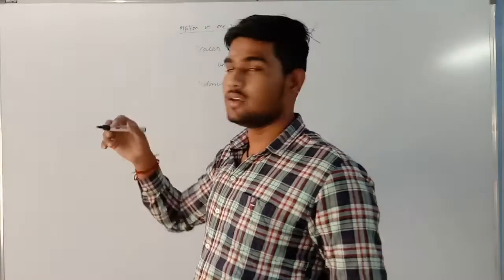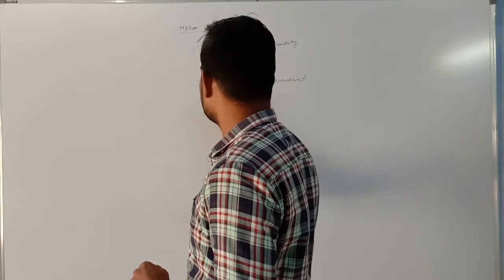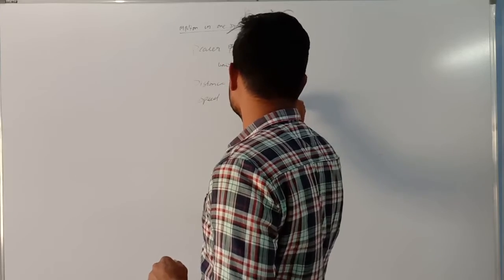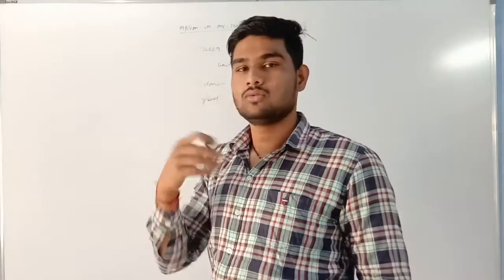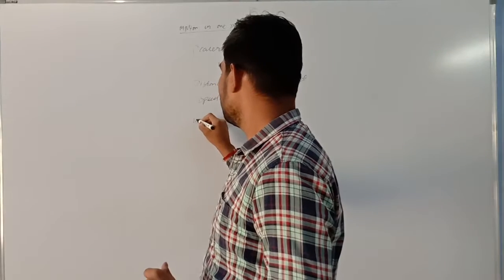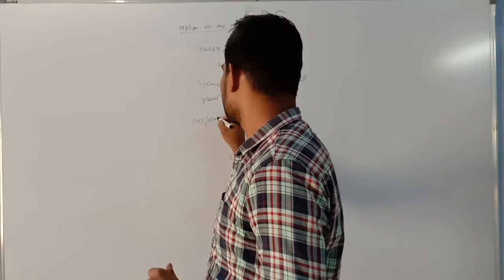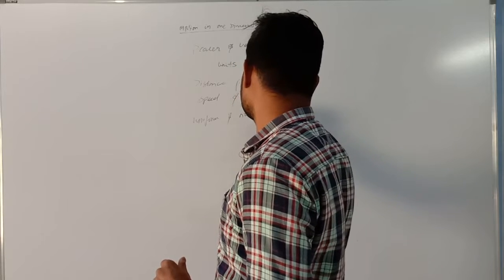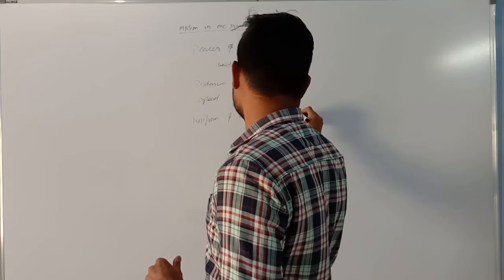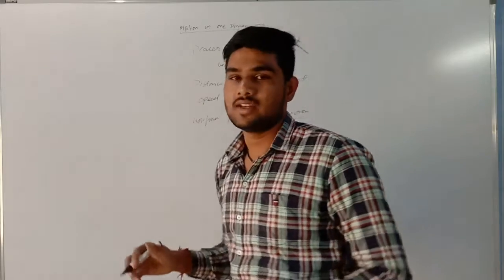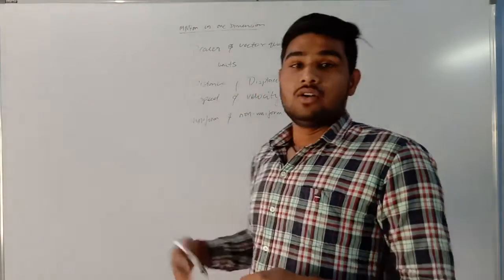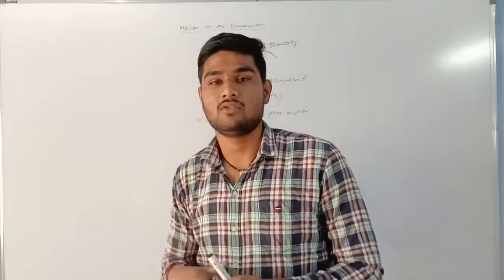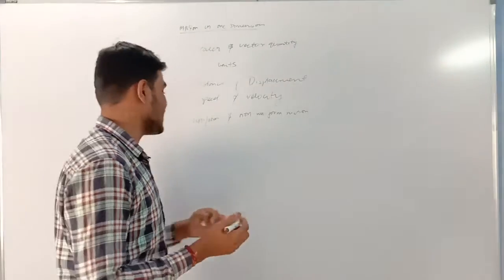And then we are going to study speed and velocity, and then we will understand what is uniform and non-uniform motion. Okay, those are the topics we are going to study today. So first of all, let's understand what is scalar and what is vector quantity. First our topic is scalar and vector quantity.